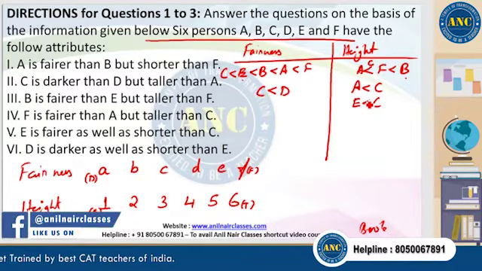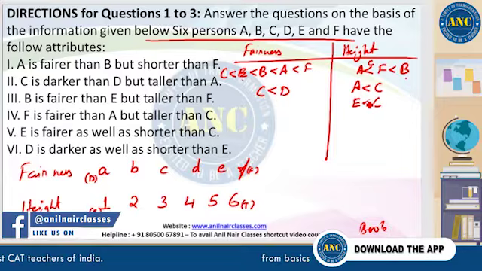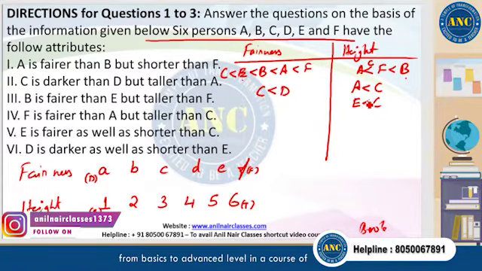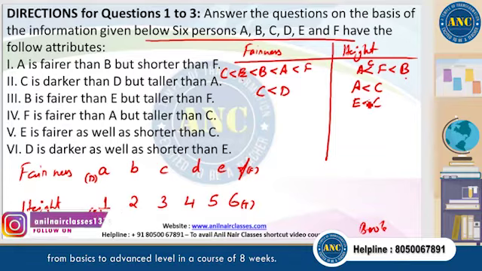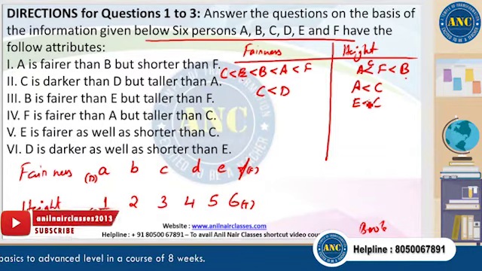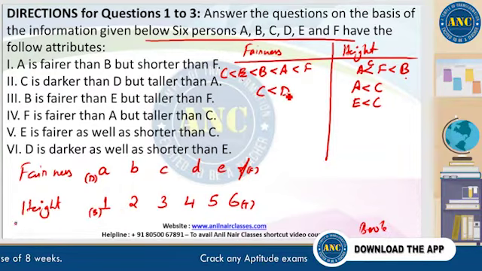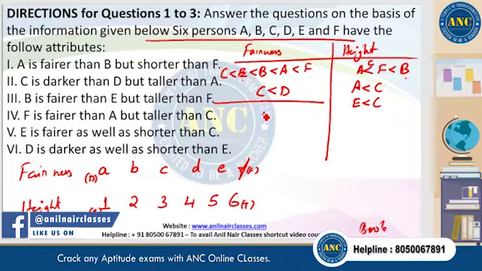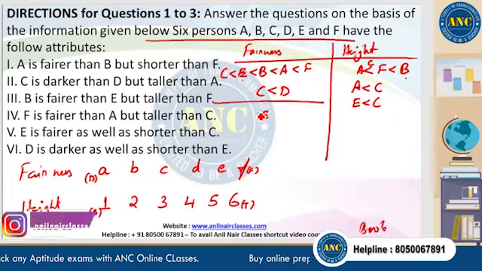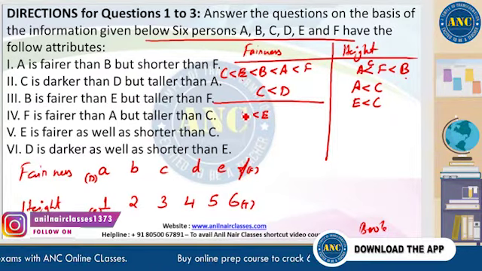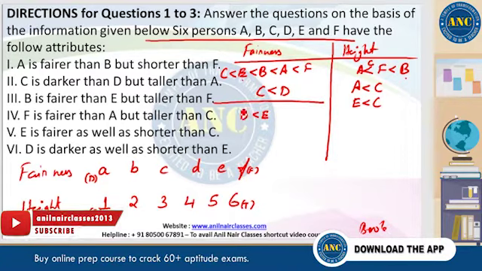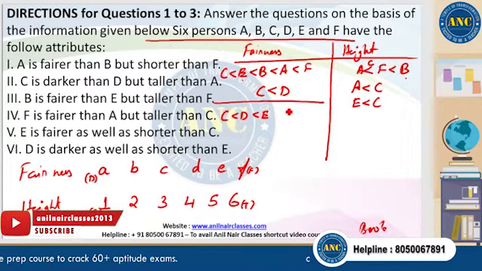Okay, let's look at the last statement. That's the sixth statement. D is darker than E, right? D is darker than E. But then we know D is fairer than C, so that automatically means because D is darker than E, after E we should place D, and then we know that C would be the darkest, something like this.